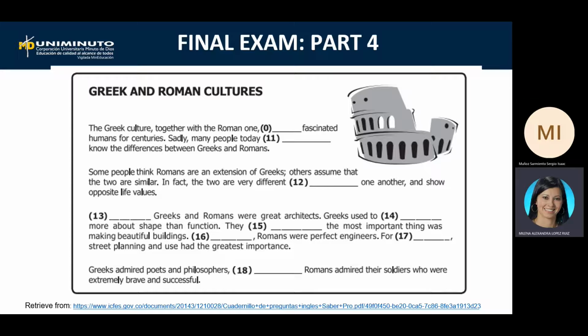So remember, part number 4 in our exam is going to be all the grammar structures that you have seen so far. It can be passive voice, it can be reported speech, it can be present perfect. All the grammar parts that we have seen so far are going to be in your exam. So just keep practicing these grammatical aspects.